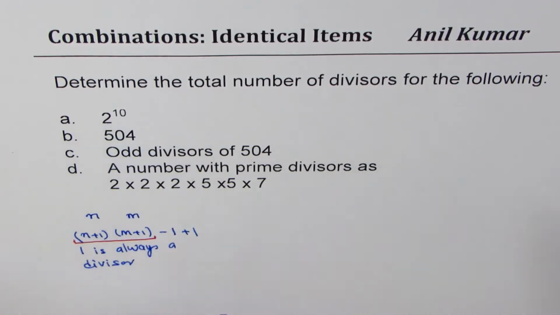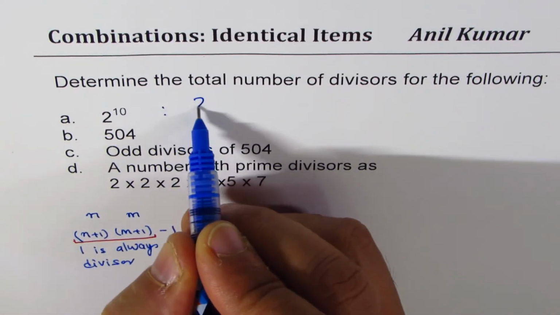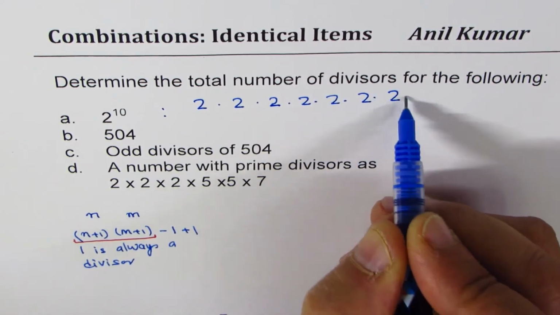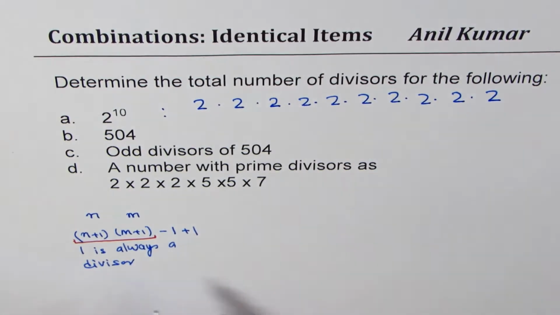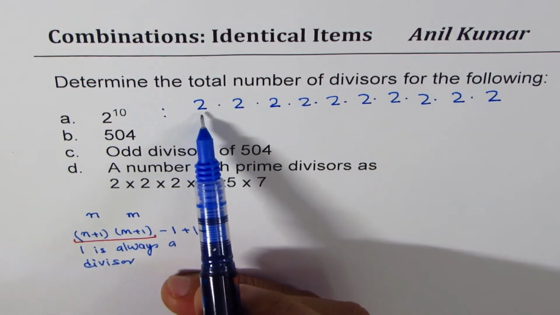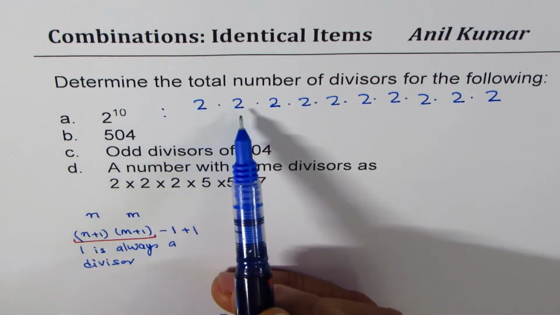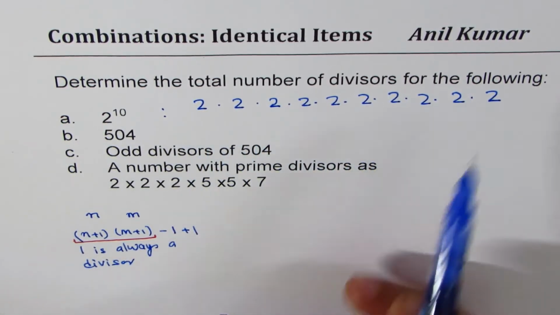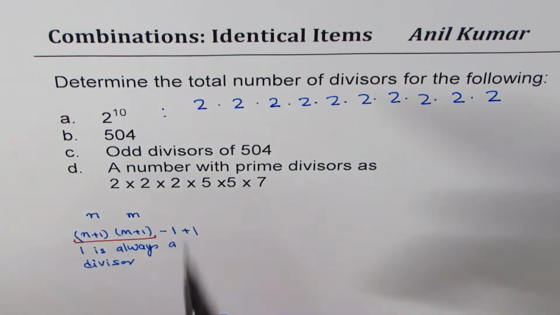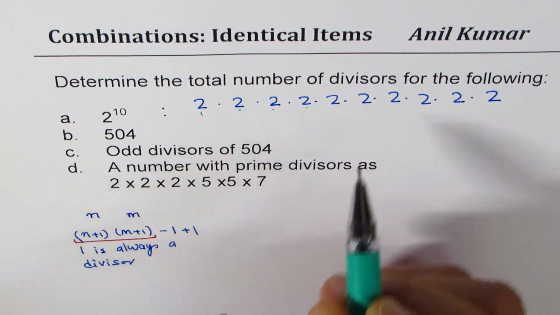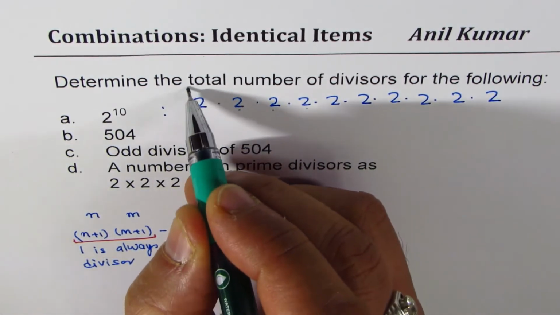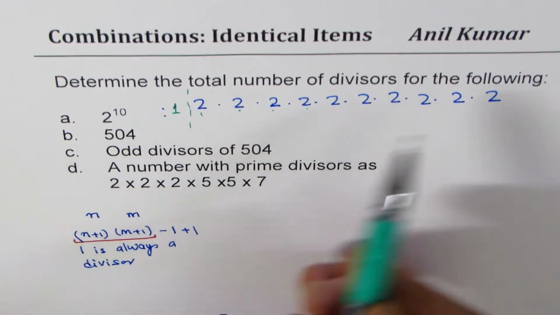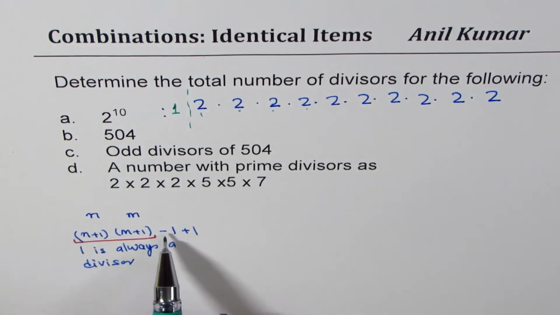Let's take the first number, 2 to the power of 10. 2 to the power of 10 means 2 times 2, there are 10 2s like this: 1, 2, 3, 4, 5, 6, 7, 8, 9, and 10. Now, the number of divisors could be, you could take only 1 two, so 2 is a divisor of 2 to the power of 10. 2 times 2, that is taking two 2s, is 4. 4 is a divisor, 8 is a divisor, 16 is a divisor. So you can take combinations of these 2s, up to 10 of them. Now the question is, can you take a combination where no 2 is included? Well, the number 1 comes to us. 1 is also a divisor, and that fills in the gap. That is why in this formula we have that minus 1 plus 1. You get an idea.